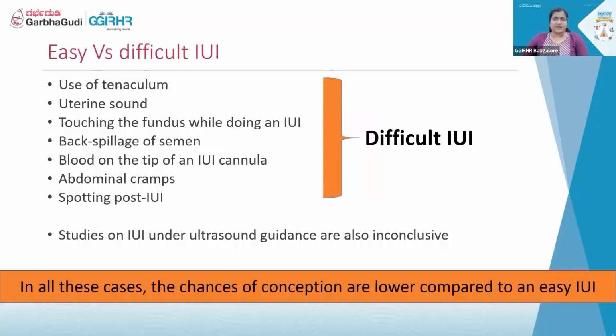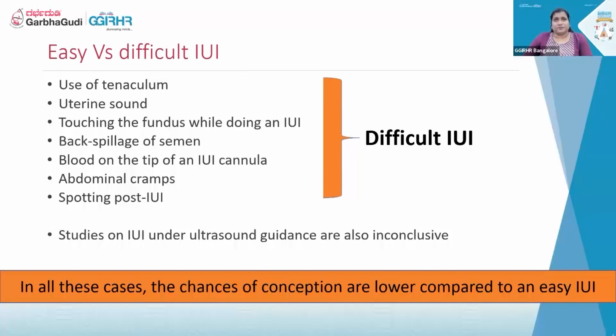Then if we are practicing IUIs, definitely it is common to encounter difficult IUIs. Now, what is easy and how do we differentiate these two? When we use tenaculum to hold the cervix, when we use uterine sound because we could not negotiate through internal os, when we touch the fundus while doing an IUI, when there is back spillage of semen, when after doing IUI you notice there is blood on the tip of the IUI cannula, when there are abdominal cramps, and when there is spotting post IUI, all these indicate that it was a difficult IUI.